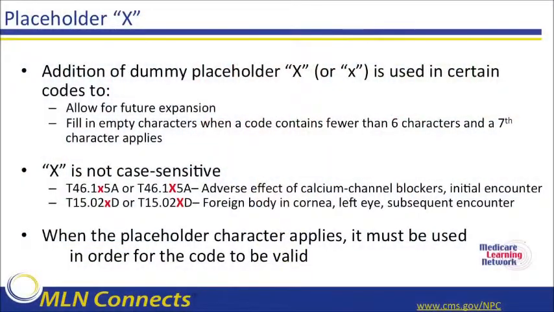As explained on slide 15, another new feature, as you mentioned, is the use of a dummy placeholder X, which is used in certain codes to allow for future code expansion or to fill in empty characters when a code contains fewer than 6 characters and a 7th character applies. As with all other alpha characters in ICD-10-CM, the placeholder X is not case sensitive. When a placeholder character is applicable, it must be used in order for the code to be valid.